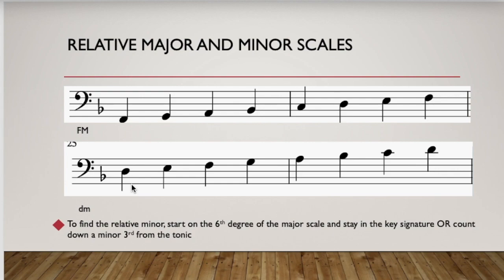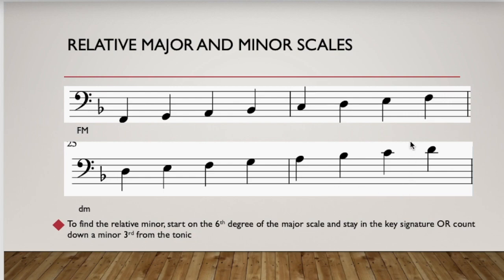So there's a couple tricks we can use to figure out what the relative minor is going to be if we know what our major key is. The first thing you can do is count up to the 6th degree of the scale. So let's say we know very well what F major is. You can just count up to 6, which would be the D right here. So that means that D minor would be the natural minor scale with the same key signature as F major.